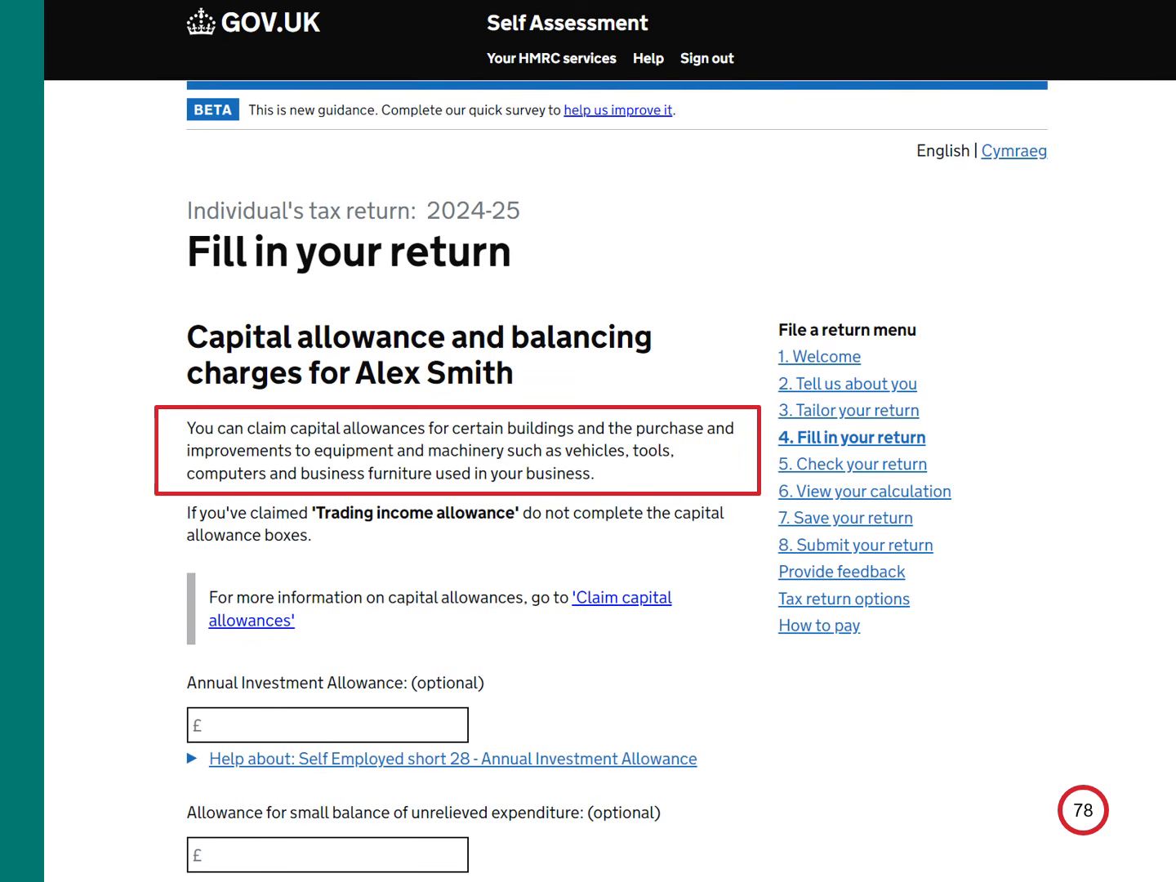If you're using traditional accounting, capital allowances can be claimed for some buildings and the purchase and improvements to equipment and machinery, such as vehicles, tools, computers, and business furniture used in your business, sometimes known as plant and machinery. However, if you're using cash basis, you can only claim capital allowances on cars used in your business as long as you aren't using simplified expenses for the vehicle.